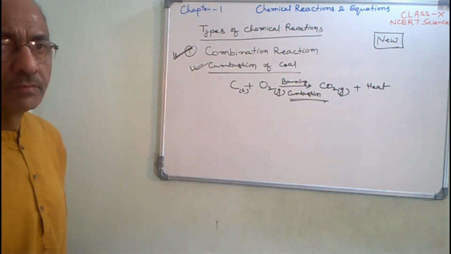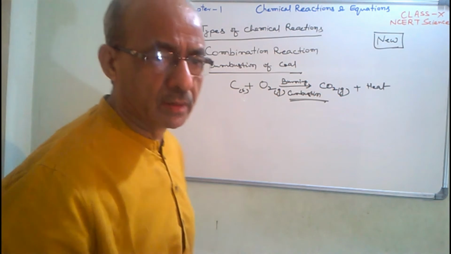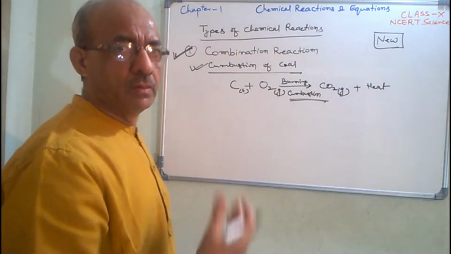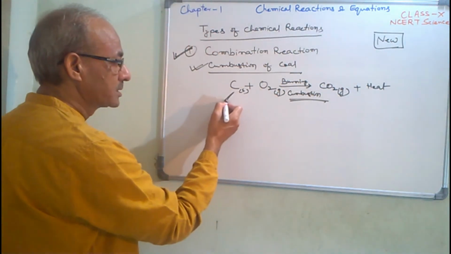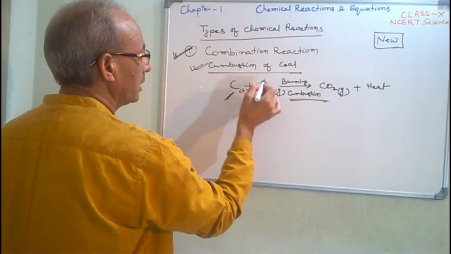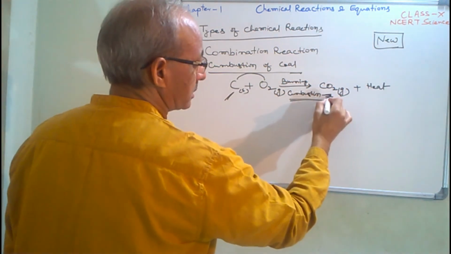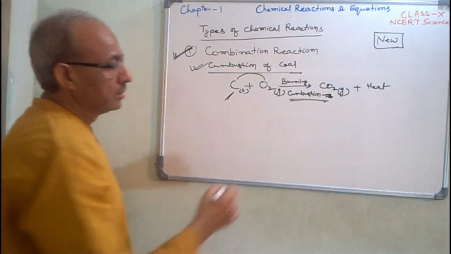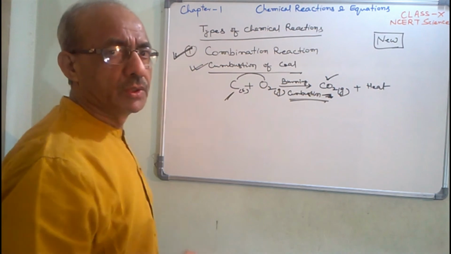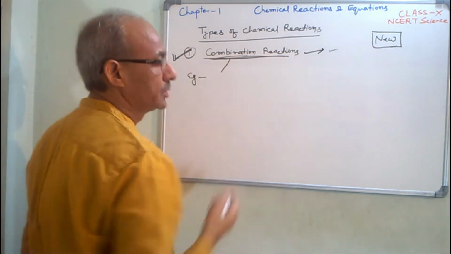During this chemical reaction, carbon found in coal or any type of organic material, charcoal, coal, fuel, petroleum, carbon is compulsorily found. In this chemical reaction, carbon atom combines with oxygen and a single product, single compound is formed. So it is a type of combination reaction. By another example, we will understand the combination reaction.